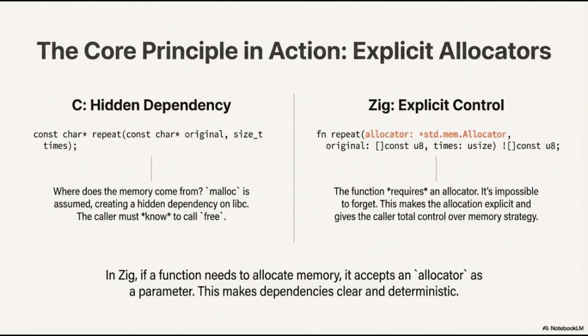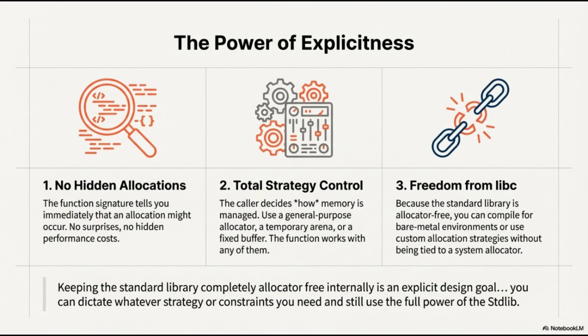Because the allocator is passed in, the caller maintains total control over the memory strategy, whether that involves using a heap allocator, a stack-based arena, or a fixed-size buffer. This design ensures that all memory dependencies are clear, deterministic, and visible directly in the function signature. The power of explicitness lies in providing developers with unparalleled clarity and control over their software.